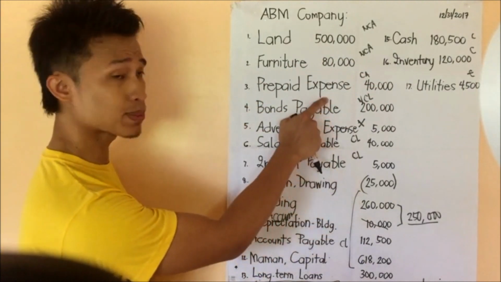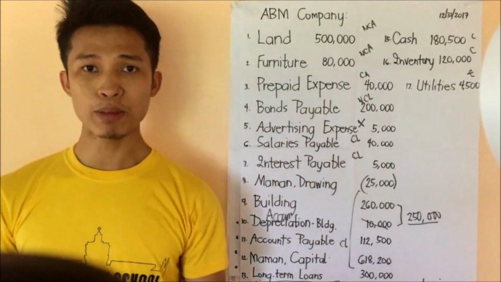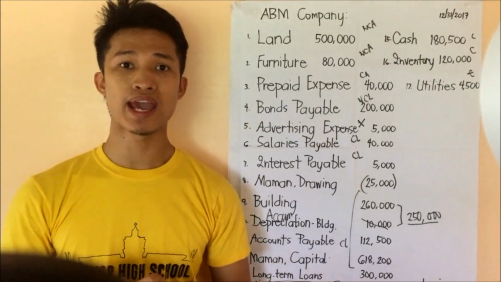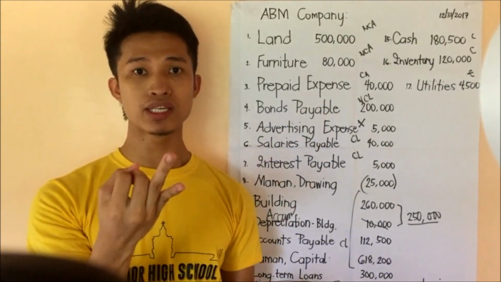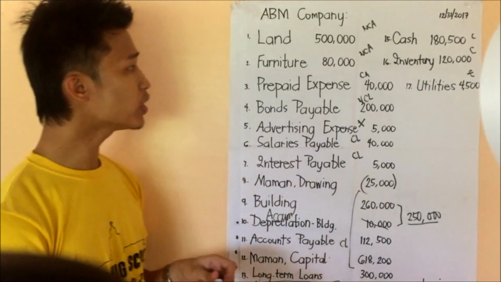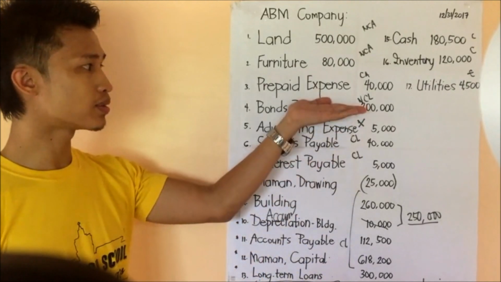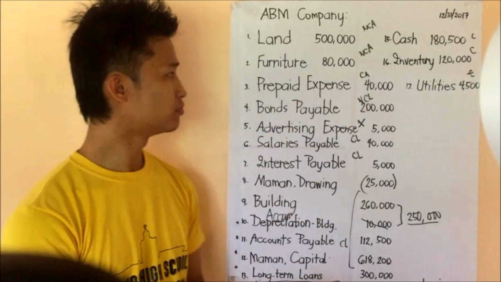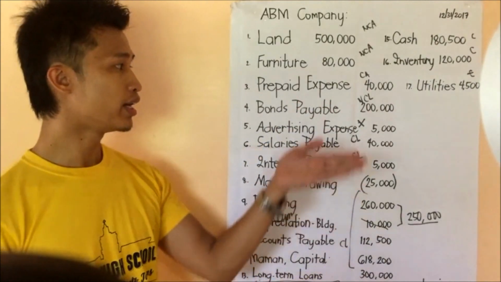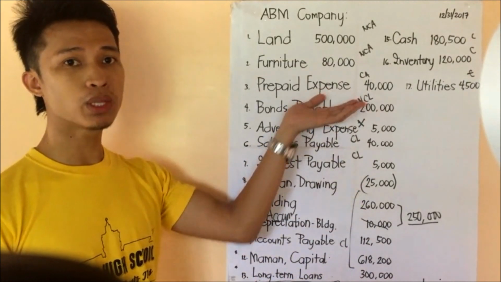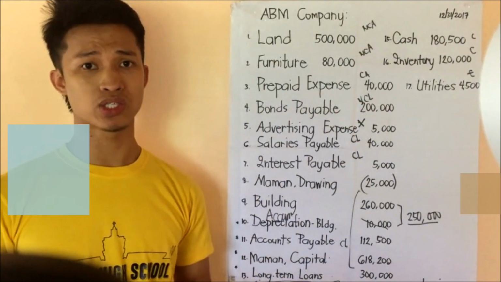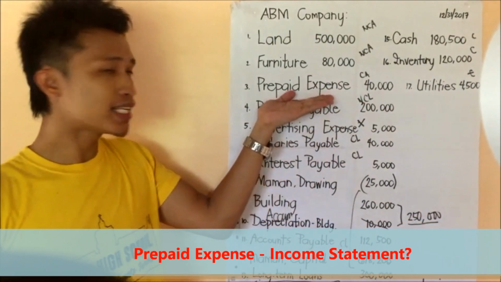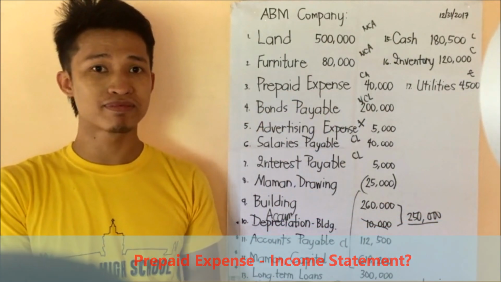It has the word expense. Remember, what are the three elements of your balance sheet? We only have assets, liabilities, and equity. So here we have the word expense. Would it be part of your statement of financial position? No, because it has the word expense. So it means it will not be part of our balance sheet. Prepaid expense is part of our income statement.